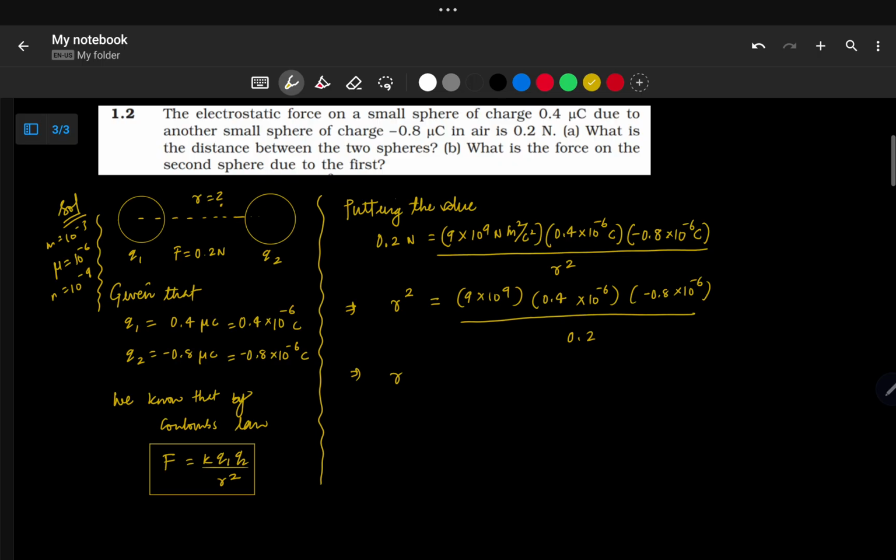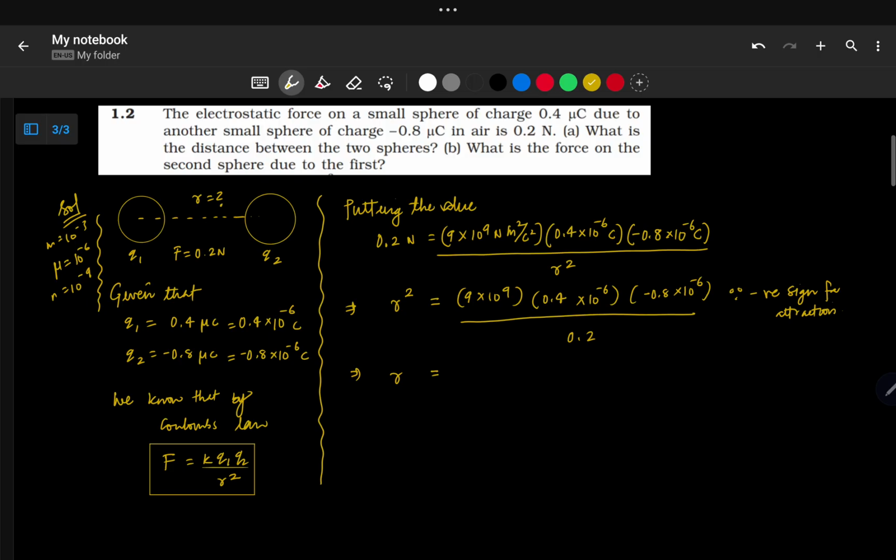But there is a catch: this negative sign that you can see is going to be problematic, because in a root we can't take a negative sign, otherwise it is going to be imaginary. So we know that the negative sign is always just for showing attraction, right? So we have taken out the negative sign and considered that it is just for attraction. We know that this is for attraction.